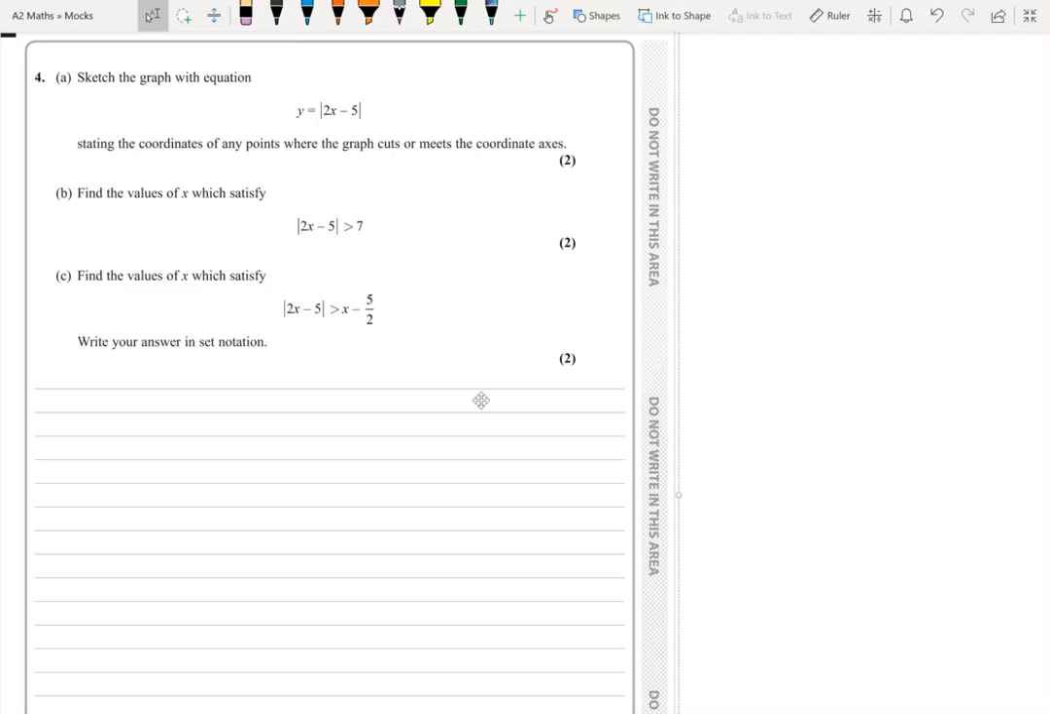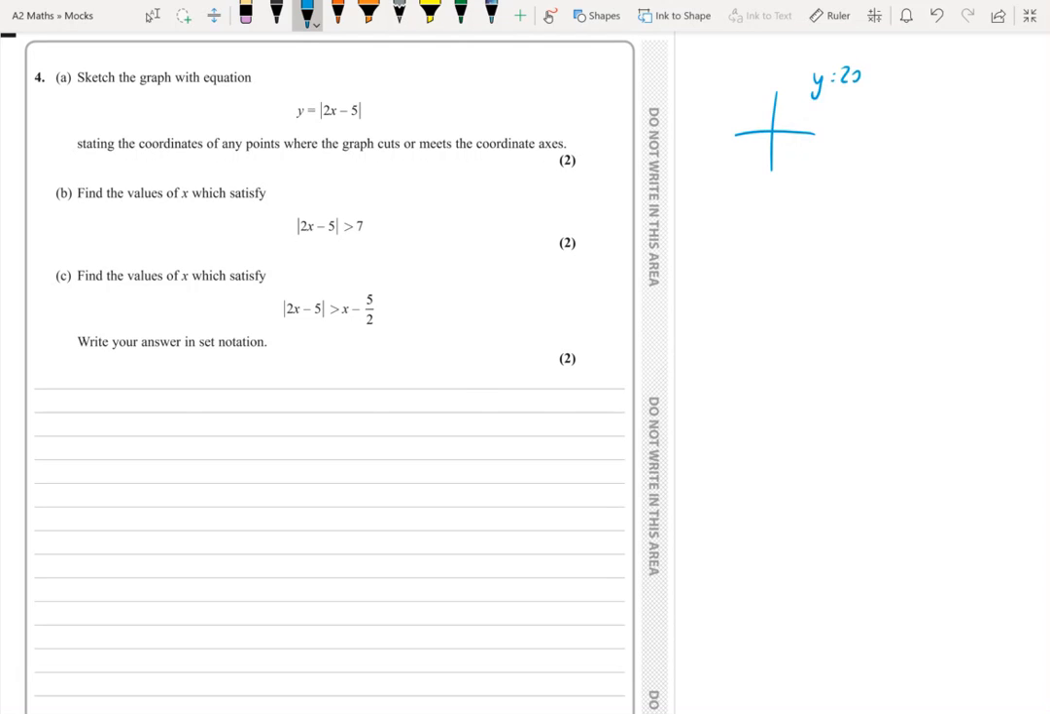Here we're looking at modulus functions and some inequalities. So graph sketching is going to be essential, and in fact part A asks us to draw a sketch. y equals modulus 2x minus 5. So I'd probably think about even just 2x minus 5.